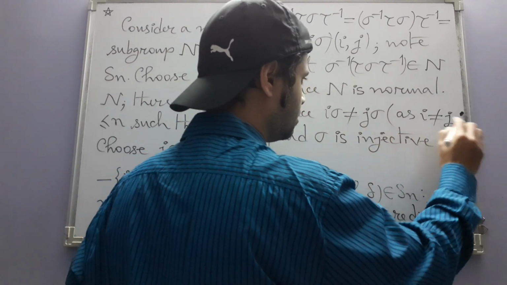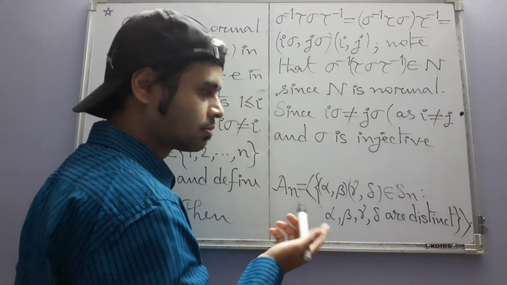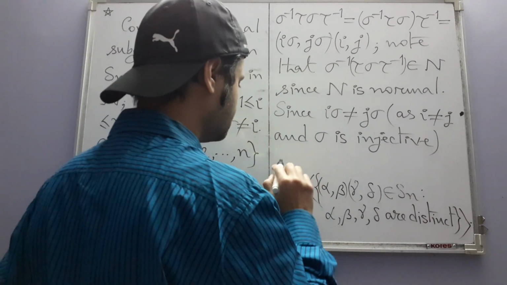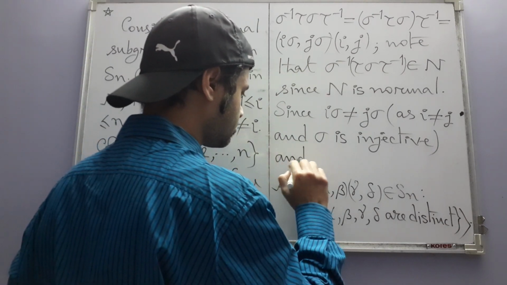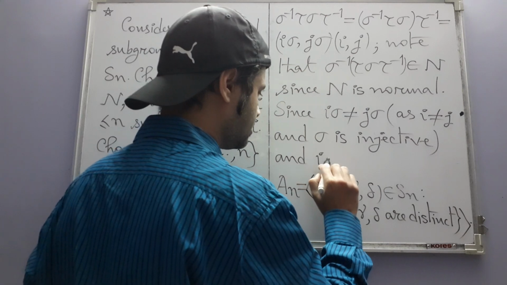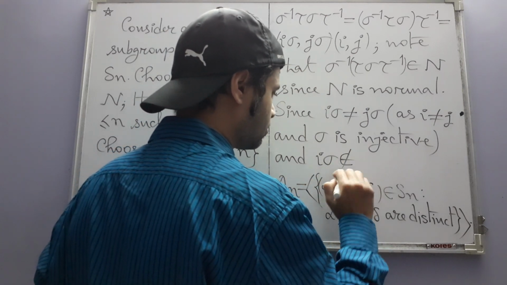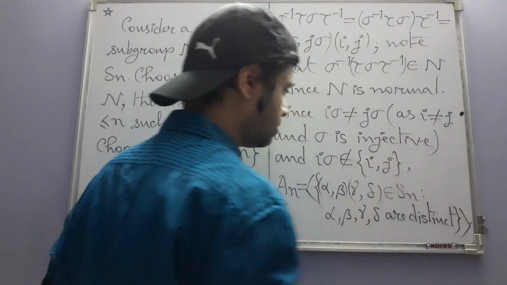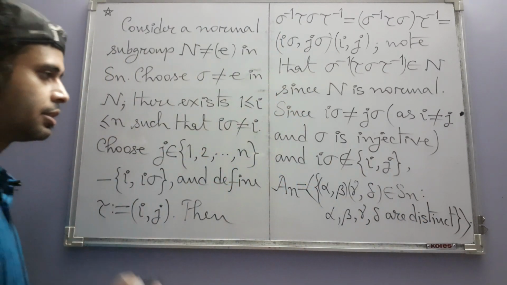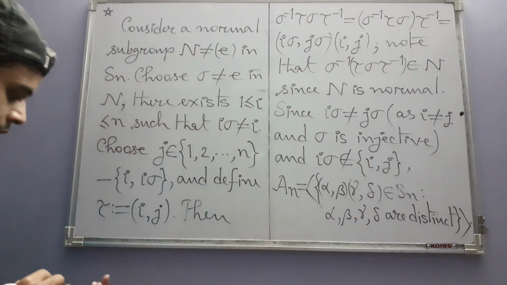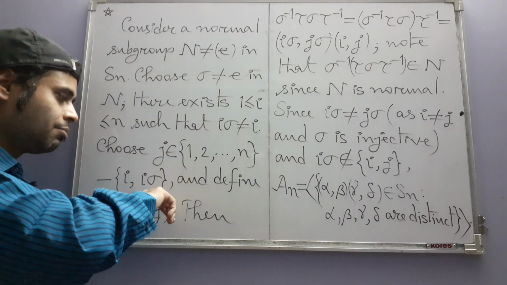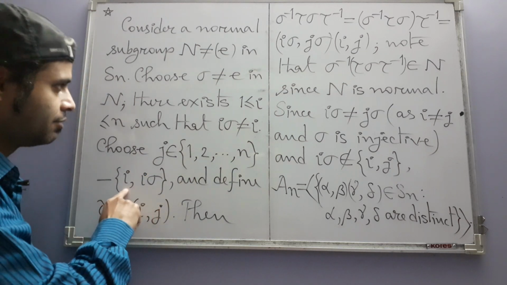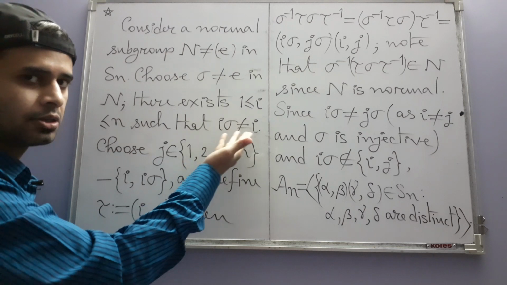So that is why inputs are different, so outputs must also be different. Since this is the thing, I sigma does not belong to the set consisting of I and J. Because of these things, I sigma does not belong to this. That's because I sigma cannot be equal to J, because that's how we have chosen J, and I sigma is different from I here because of this.